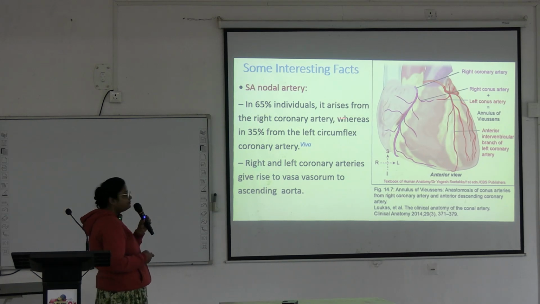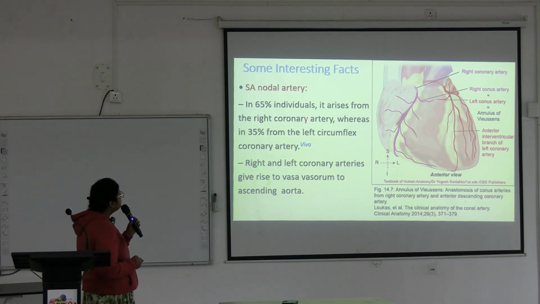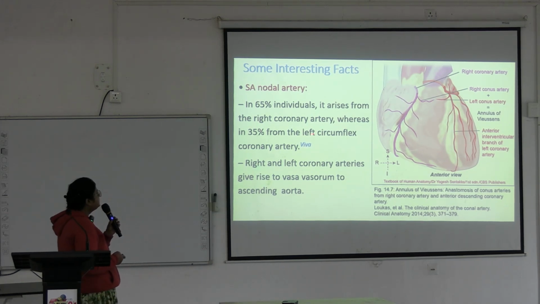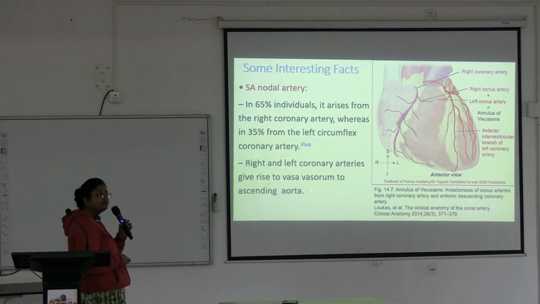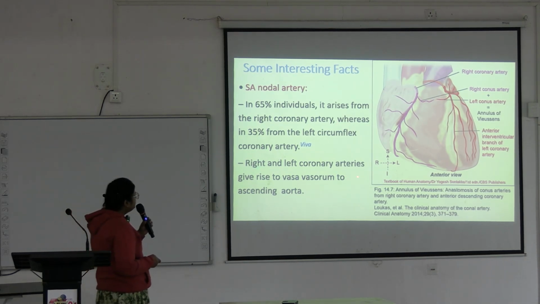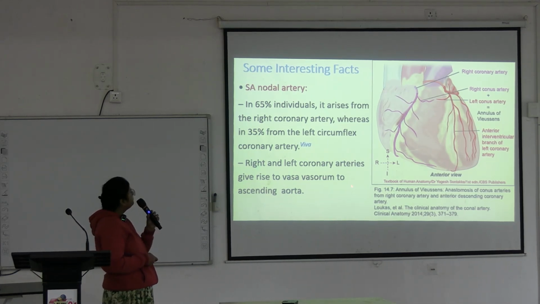Next we go to the sinoatrial nodal artery. In 65% of individuals it arises from the right coronary artery, whereas in 35% of cases it arises from the left circumflex coronary artery. The right and left coronary arteries give rise to the vasa vasorum to the ascending aorta.